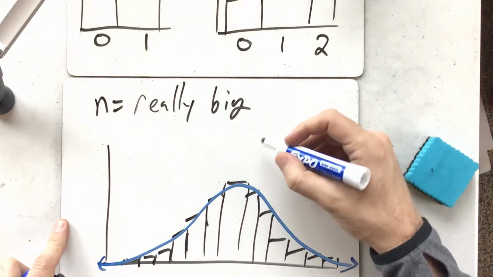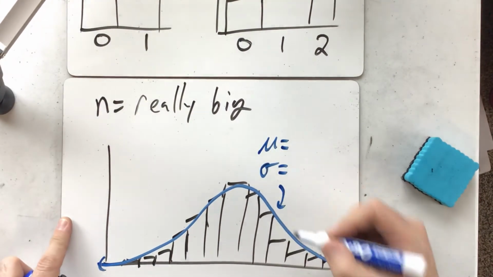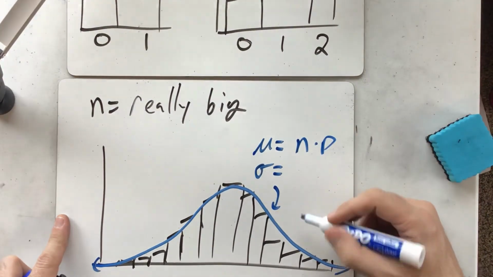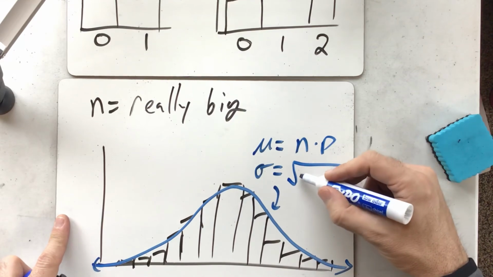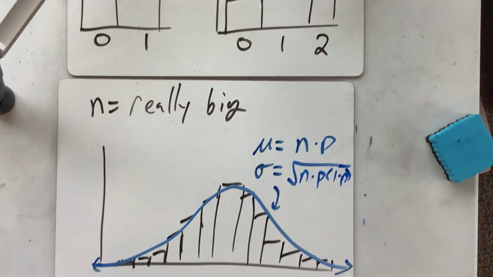But moreover than that, we know exactly what the mean and the standard deviation for this normal distribution should be. We know the mean is n times p, and we know the standard deviation is the square root of n times p times 1 minus p.